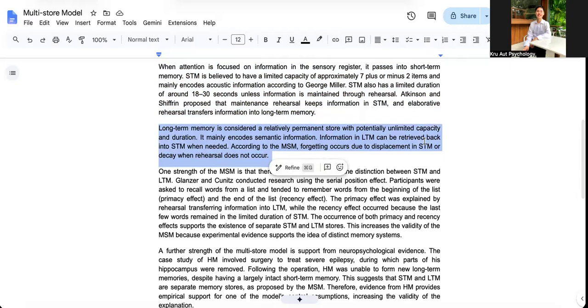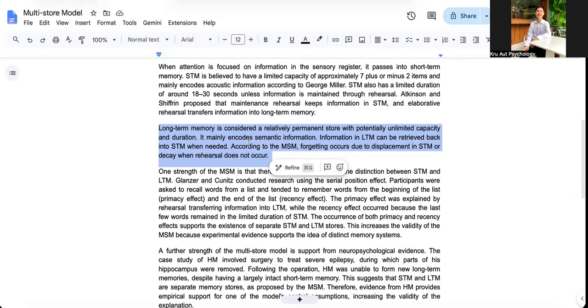So long-term memory is considered a relatively permanent store with potentially unlimited capacity and duration. It mainly encodes semantic information. Information in long-term memory can be retrieved back into short-term memory when needed. So we need this word. And you see, in semantic, we also have the word mainly: it mainly encodes semantic information.